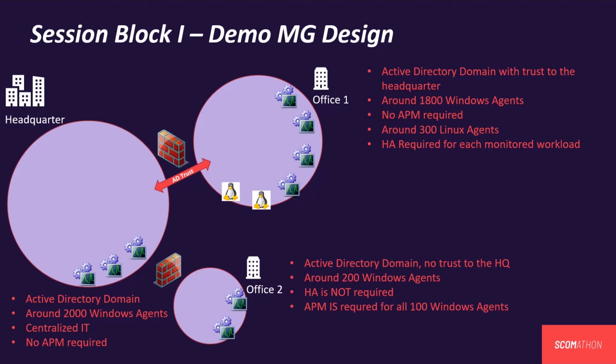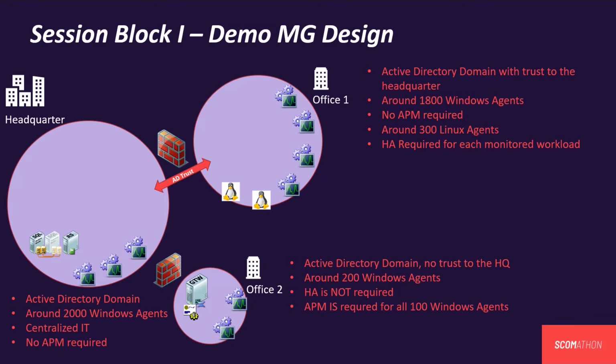The first thing we will need are the databases. I will place them in the headquarters because this is our central location. We have only one management group we need to design because we have a central location where we will place this management group. For the SCOM databases, I will use SQL Server Always On for making them highly available. I would also install a reporting server to cover the reporting requirements, and then I'm going to go to Office 2 and do the calculations there.